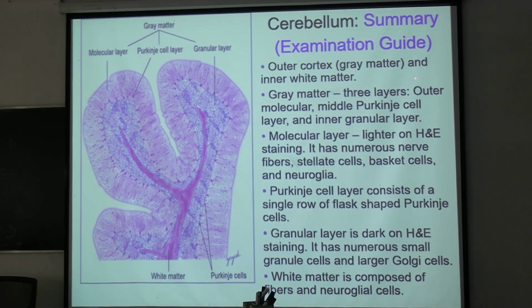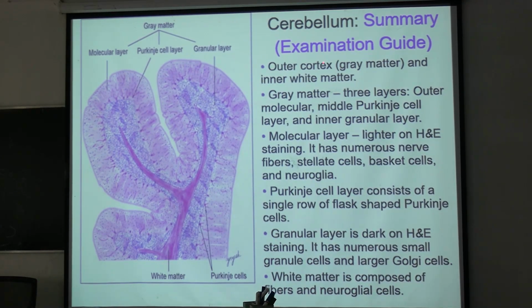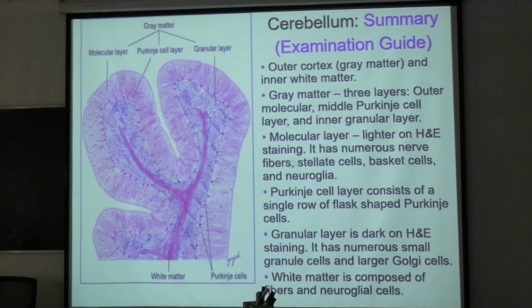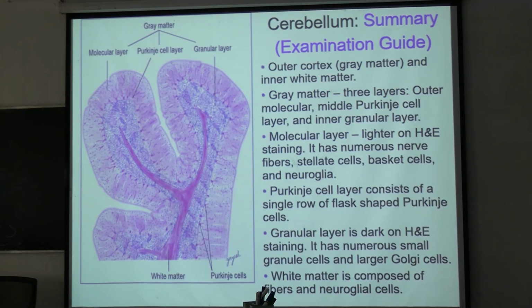Okay, so outer cortex, so it is summarization for how to identify in the histology slide. Outer cortex or grey matter, inner white matter. Grey matter has three layers: outer molecular, middle Purkinje cell, inner granular layer. Molecular layer is lighter on H&E staining. It has numerous nerve fibers, stellate cells, basket cells, neuroglia.